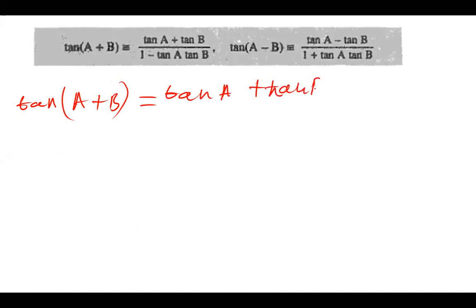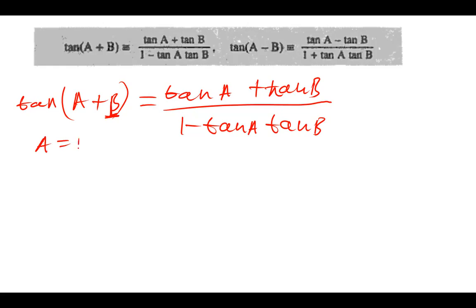Okay, so let's look at tan. These are the compound angle formulas for tan. In case you can't see, tan (A plus B) is just given by tan A plus tan B, then everything over 1 minus tan A tan B.